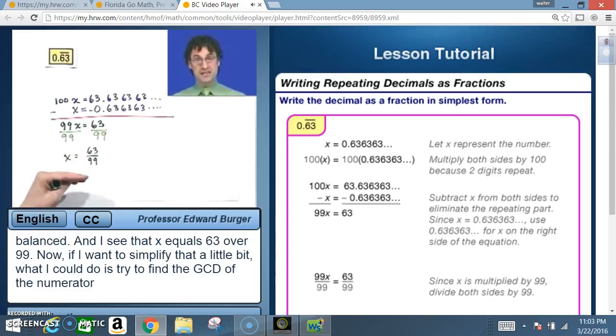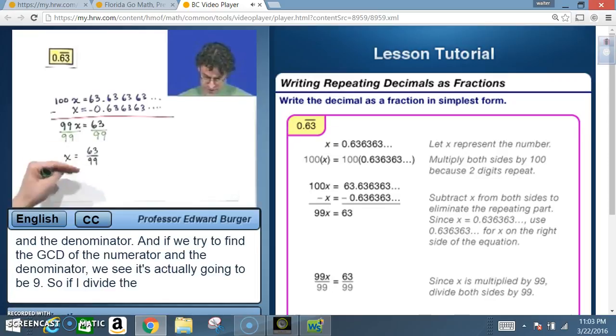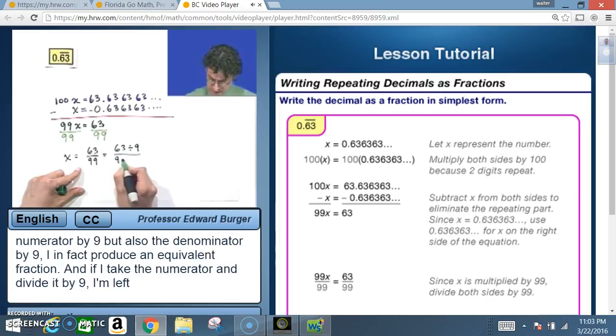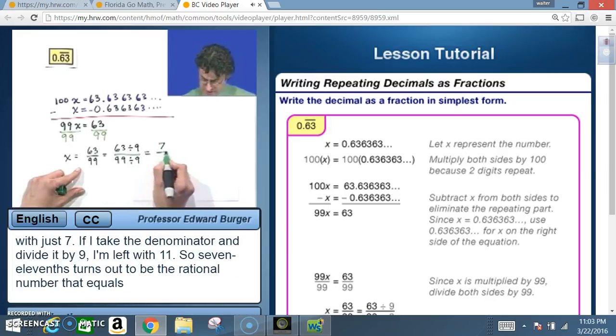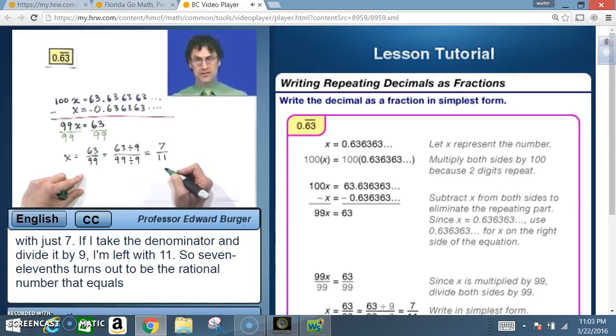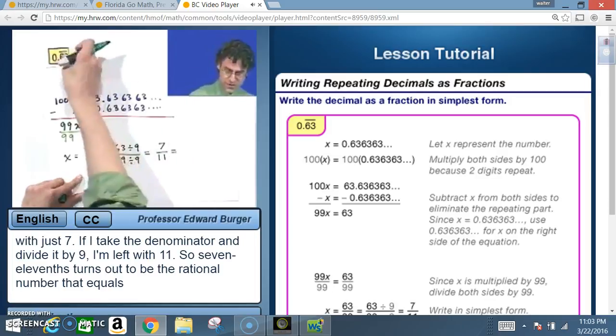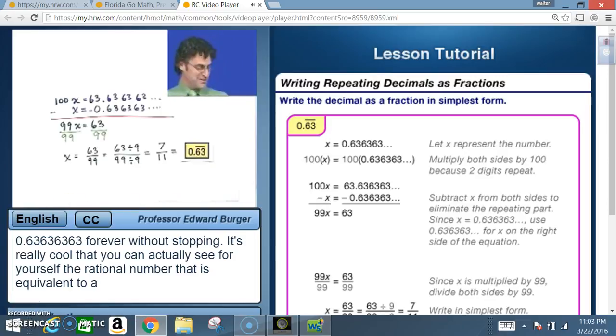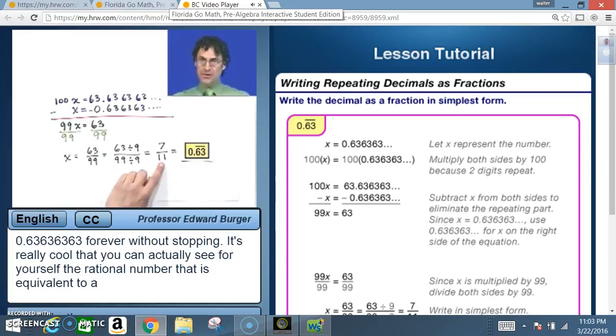Now, if I want to simplify that a little bit, what I could do is try to find the GCD of the numerator and the denominator. And if we try to find the GCD of the numerator and the denominator, we see it's actually going to be 9. So if I divide the numerator by 9, but also the denominator by 9, I in fact produce an equivalent fraction. If I take the numerator and divide it by 9, I'm left with just 7. If I take the denominator and divide it by 9, I'm left with 11. So 7/11ths turns out to be the rational number that equals 0.63636363 forever without stopping.